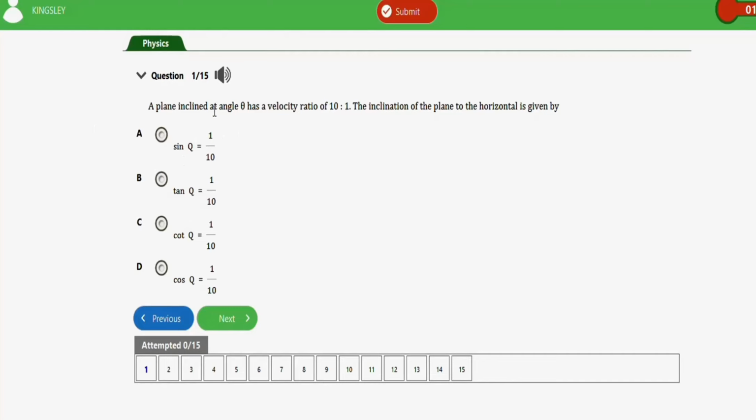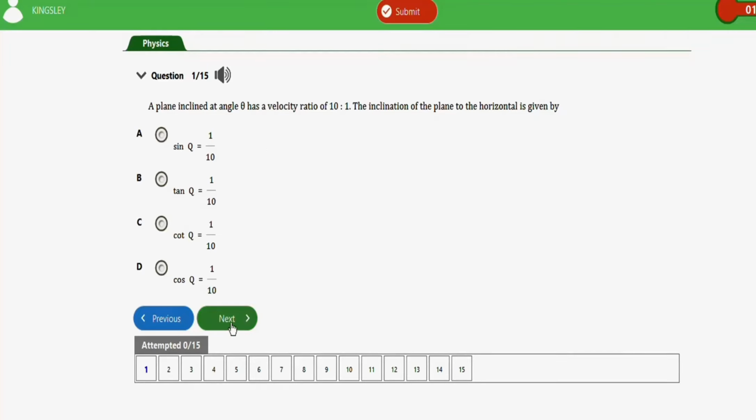The first question says, a plane inclined at angle theta has a velocity ratio of 10:1. The inclination of the plane to the horizontal is given by, and we have these various options. For this kind of question, you don't need to solve anything to get the right option. All you need to know is that when you are dealing with velocity ratio and the plane is inclined to the horizontal, the trig identity will be sine. So the correct option here will be option A, which is sin θ equals 1/10. That will be the answer to this question.